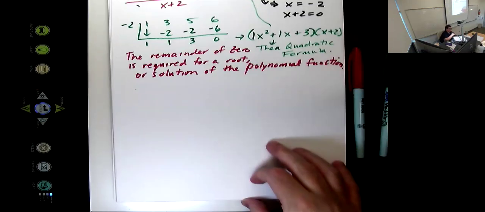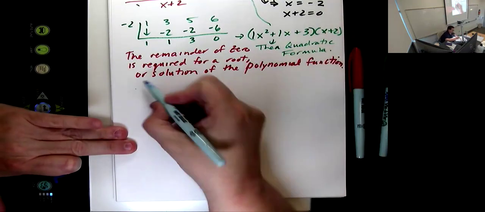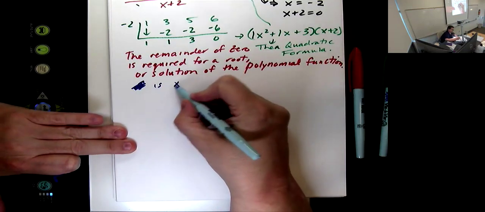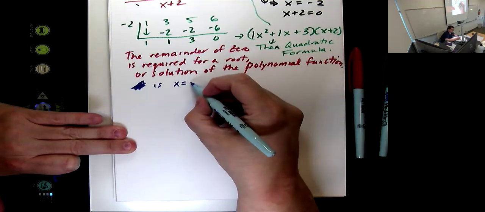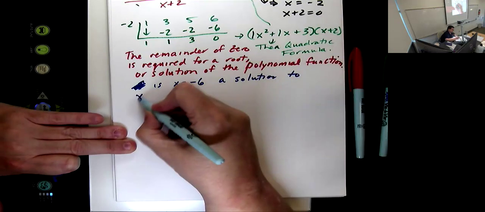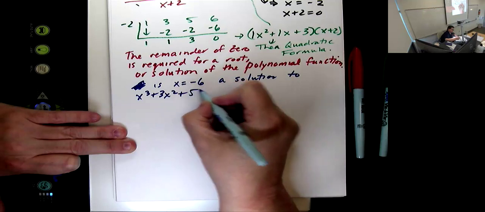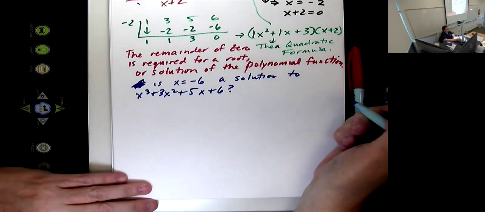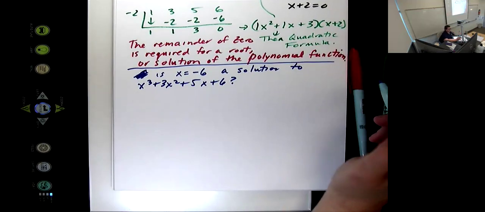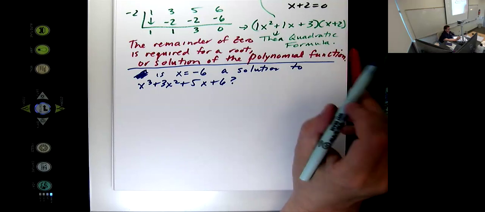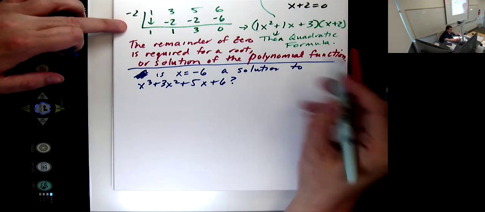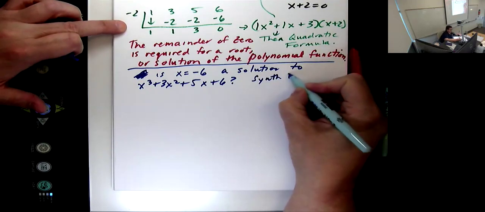So while we're on this, is x equals -6 a solution to x cubed plus 3x squared plus 5x plus 6? Don't look by looking at it. Just try it. What you're gonna try to do is the same synthetic division and look for a remainder of 0.